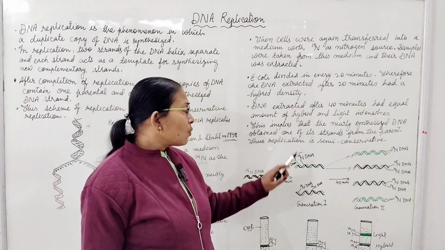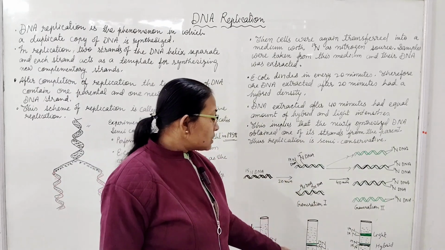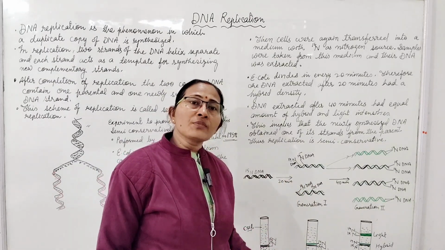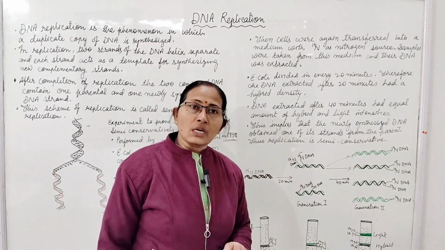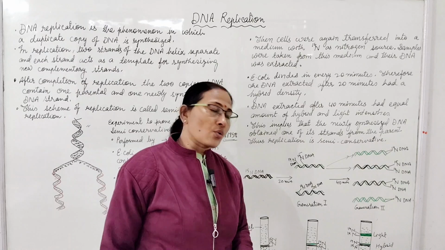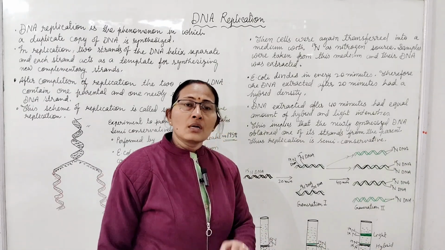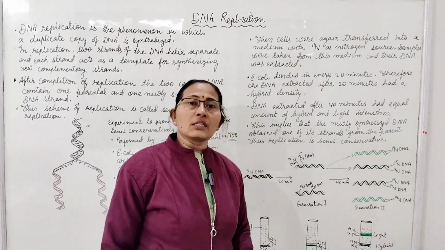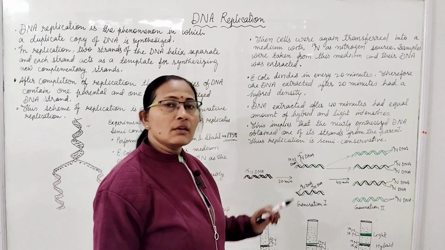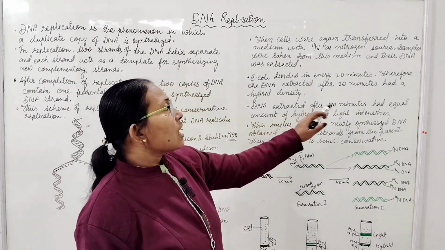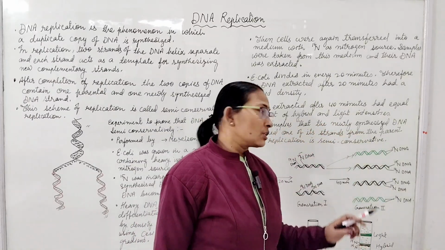Then after 20 minutes, when DNA was extracted and examined in the cesium chloride density gradient, the bands formed were intermediate between heavy and light. Heavy and light nitrogen both formed bands in the cesium chloride medium. It means hybrid DNA formed. DNA extracted after 40 minutes had equal amounts of hybrid and light intensities.